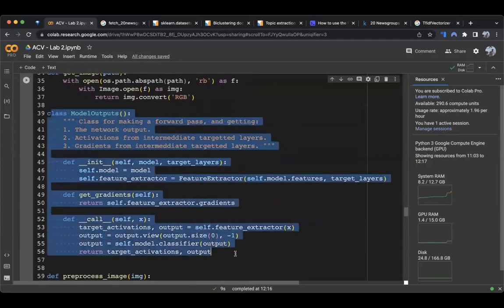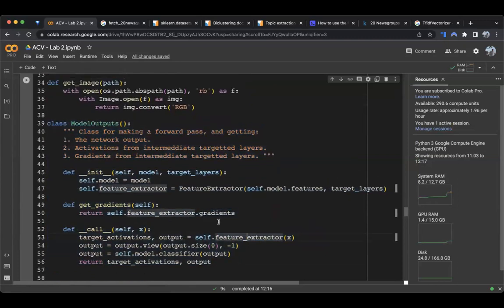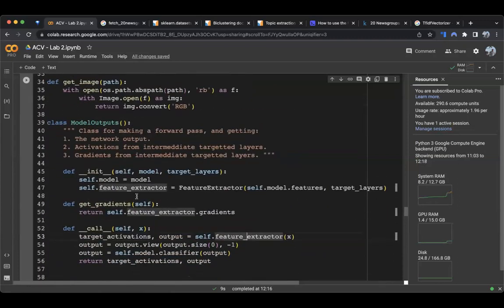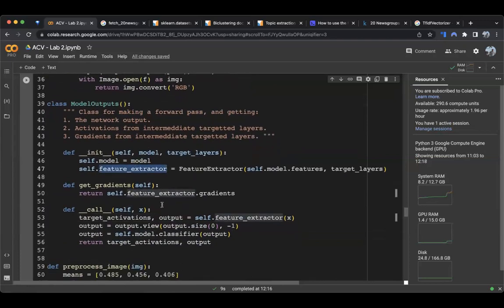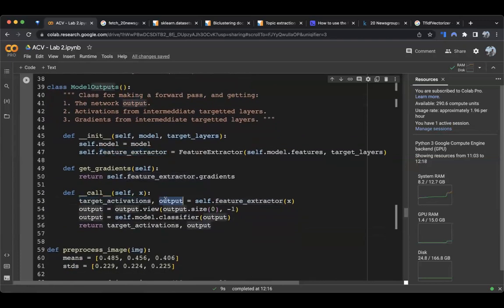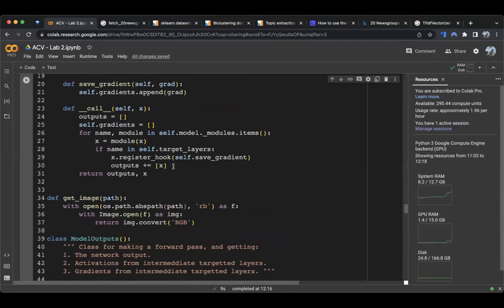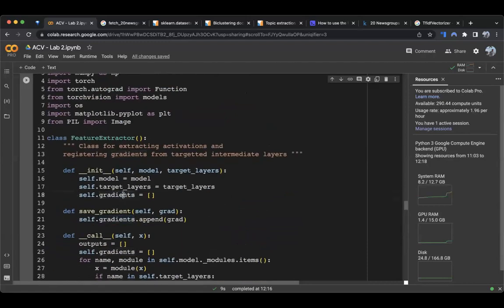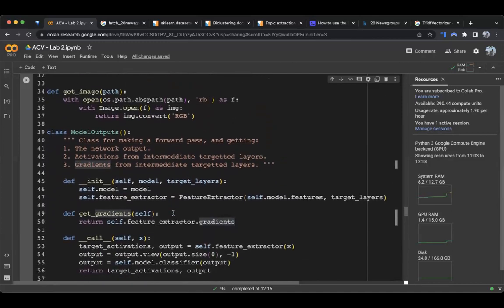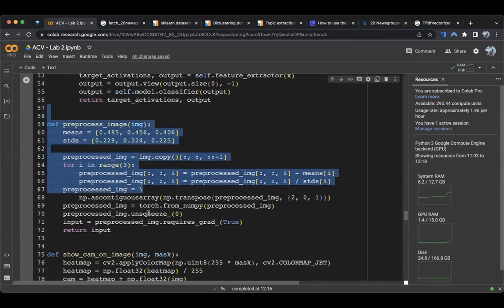This is also another class that is going to help us. It's kind of a wrapper over the feature extractor. So it takes the model and the feature extractor, and it creates this target activation. Here you go, output. It changes the structure of the output, sends it through the classifier, and you get your results like here. And this one allows you to get access to the gradients pretty quickly, mainly because the self.extractor.gradients get calculated here. And then this is processing the image, useless.